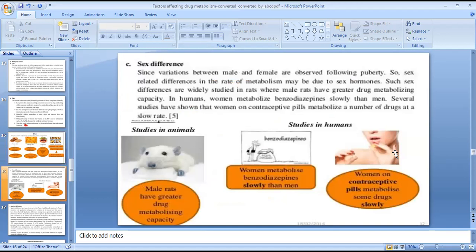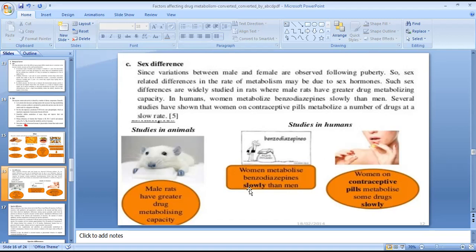The next factor is sex difference. Variations between male and female are observed following puberty. So sex-related differences in the rate of metabolism may be due to the sex hormones. In the male species the sex hormones are different, and in the female species the sex hormones are different. So drug metabolism is affected by these factors, that is, this is due to the sex hormones.